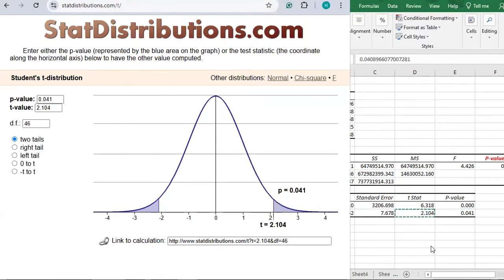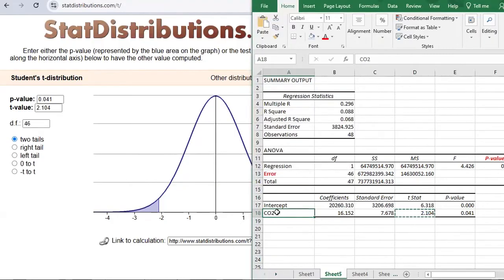Now, the way this works is we have two tails here because we're testing the hypothesis that the true slope coefficient, beta, is equal to 0.